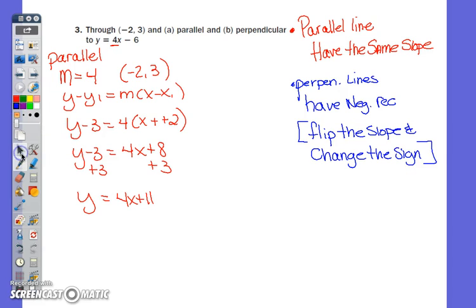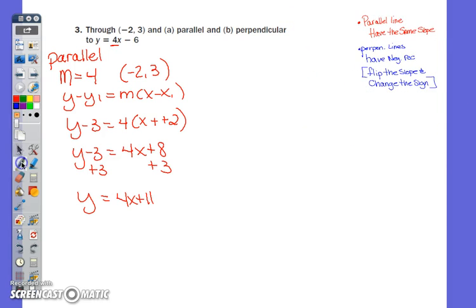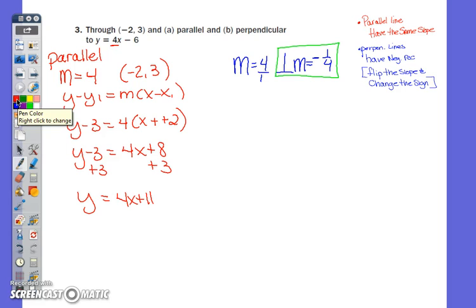If we're finding our perpendicular slope, we take our parallel slope, which was 4, and we find our perpendicular slope. So we flip the slope, because we put it over 1, so we make it 1/4. It's positive, we change it to negative. So flip the slope and change the sign. So now, this is the slope we are using. We are also using the exact same point. The point is negative 2, 3.